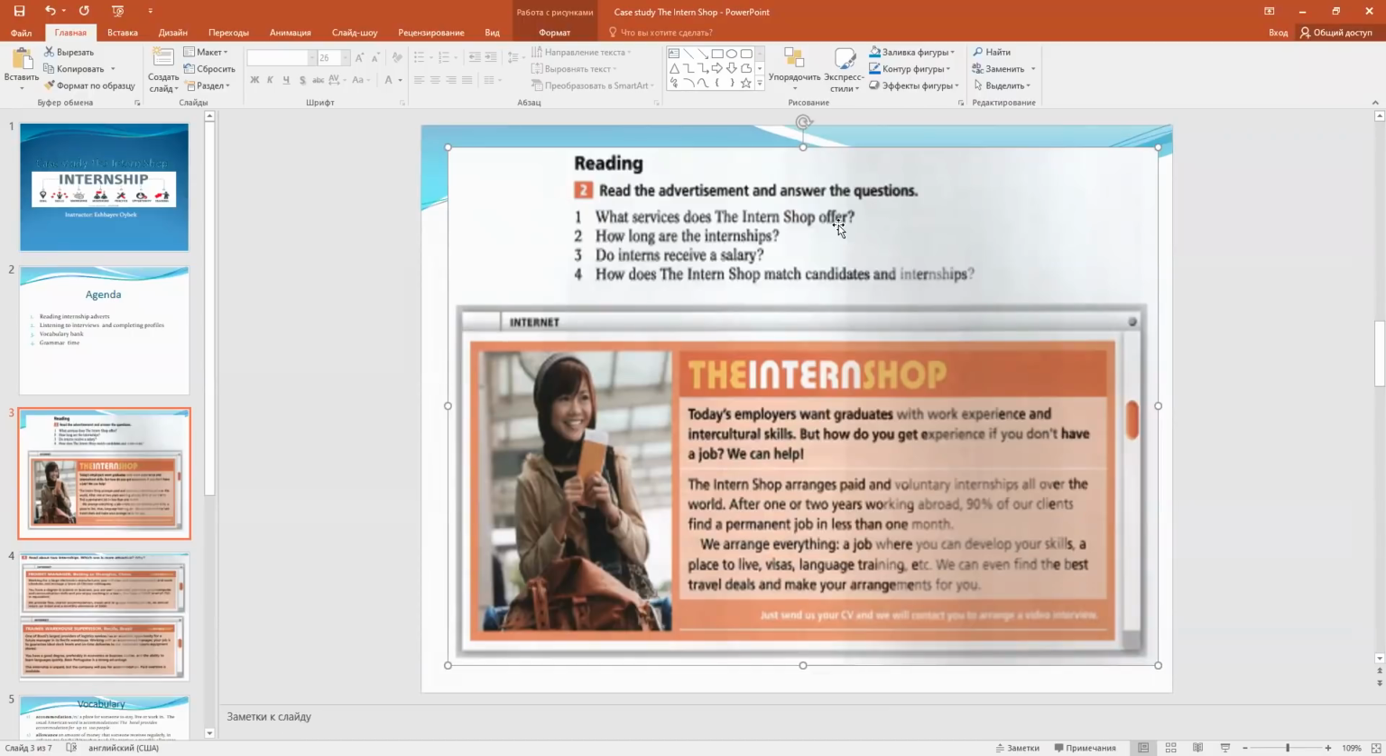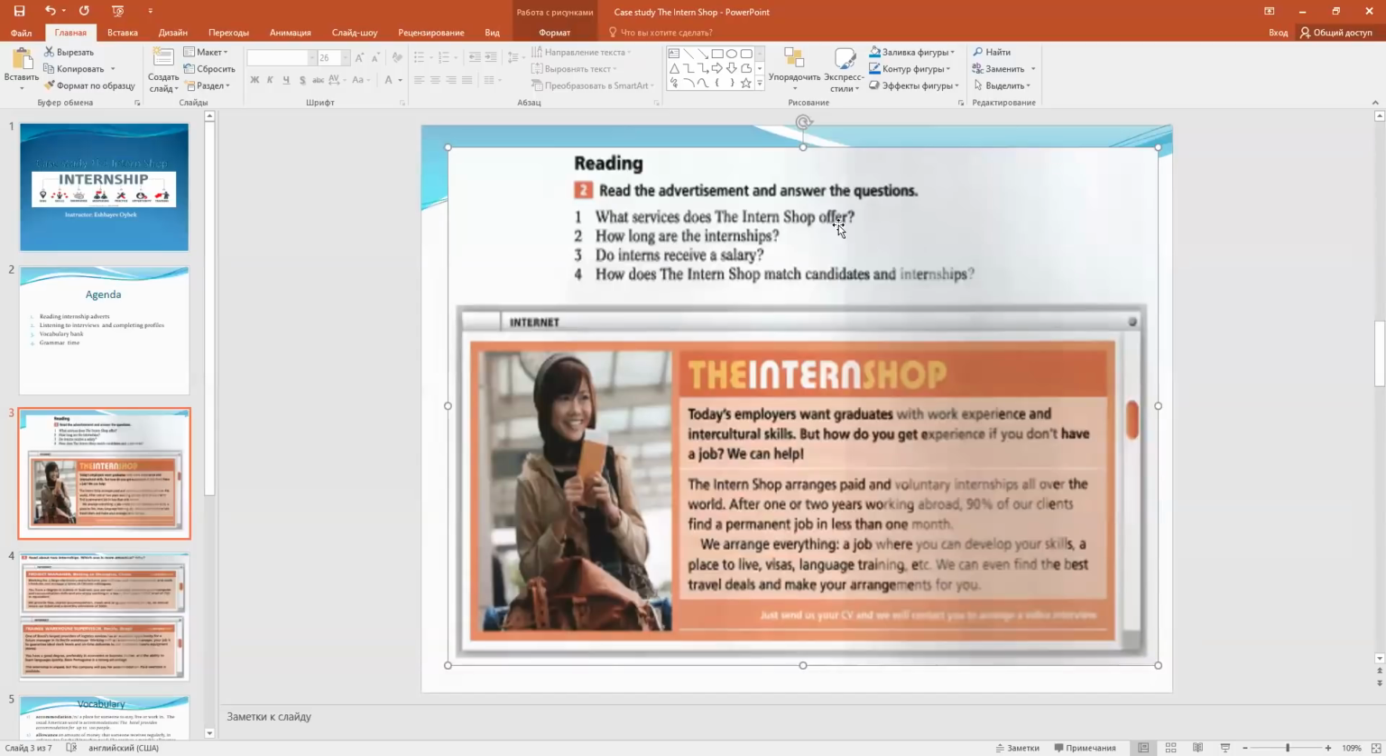To get experience. Yeah, in this competitive market, employers pay attention to skillful and experienced workers. After graduation, you may find difficulty finding a job without any experience. That is why there are programs such as the internship that can provide you opportunities to gain experience. So as you can see here, they can arrange paid and voluntary internships all over the world.